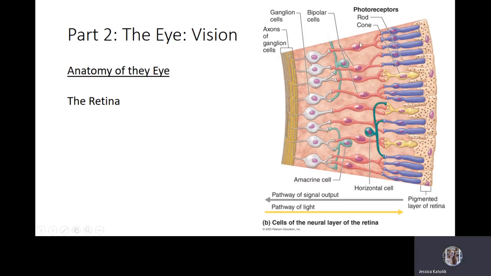So here you can see those cells a little bit better. Here we have the photoreceptors. We have the horizontal cells over here, allowing for integration between those photoreceptors. The bipolar cells are located here, and the ganglion cells are located here. And we have the amacrine cells, which allow for integration here. So cool stuff.